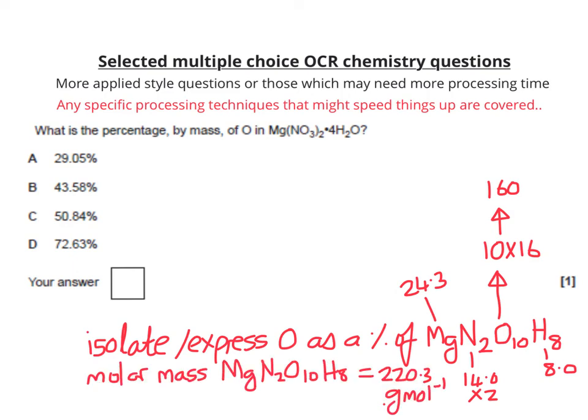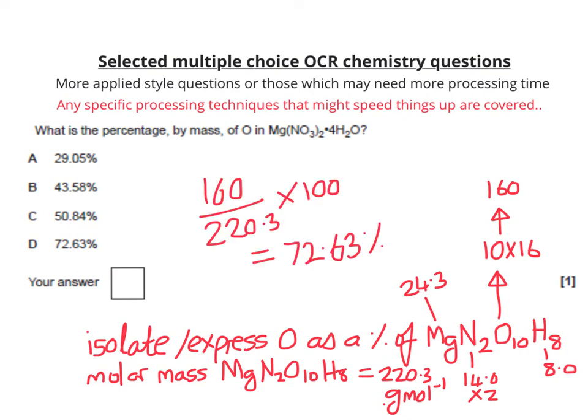So we know that the molar mass is 220.3 grams per mole. So that gives us 72.63%, which is answer D. Okay, so let's do the final one I was going to do on this particular clip.